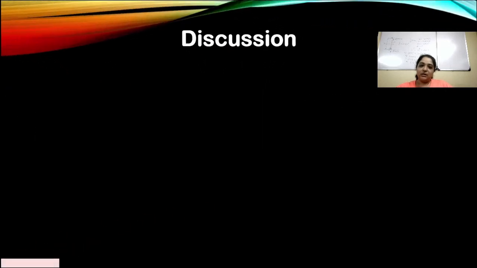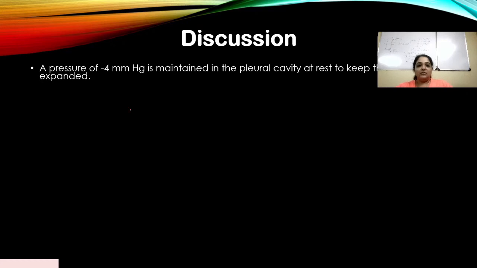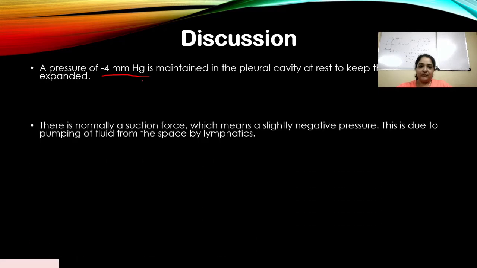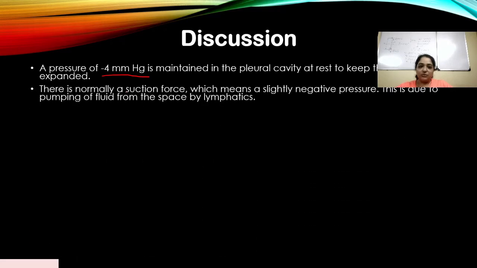Okay, so let's look at our discussion here. So now a pressure of -4 mm mercury is maintained at the pleural cavity at rest to keep the lungs expanded. Okay, there's always this -4 mm mercury of pressure that is always maintained. Okay, now there is normally a suction force, like a pulling force, which means a slightly negative pressure is maintained. Okay, so because of this suction force, this negative pressure is maintained in that pleural cavity. And why is that? Because there is pumping of fluid from the space by the lymphatic system.